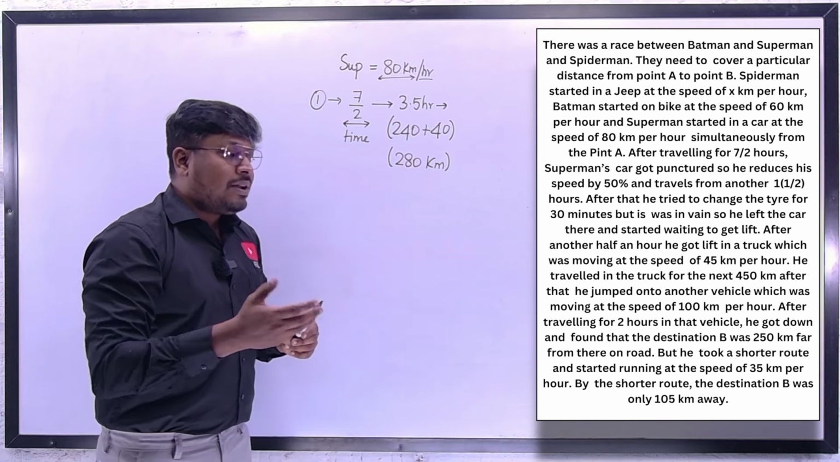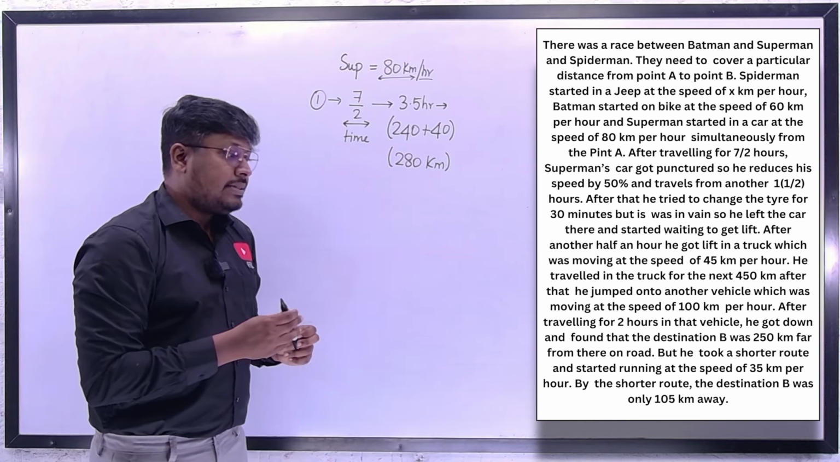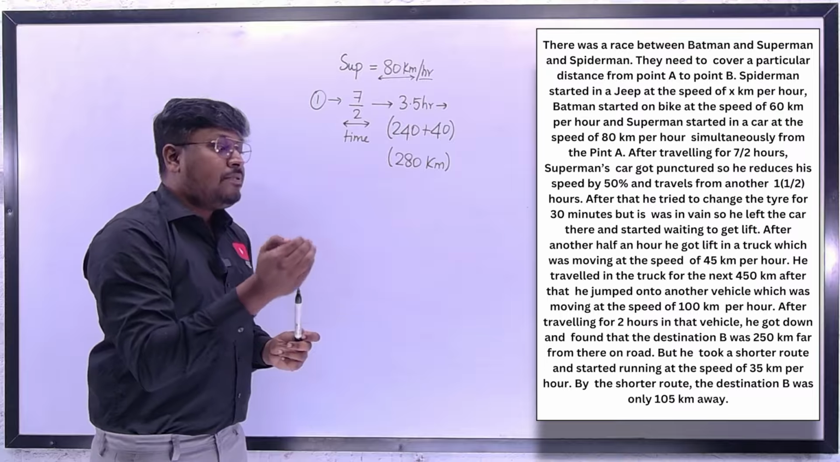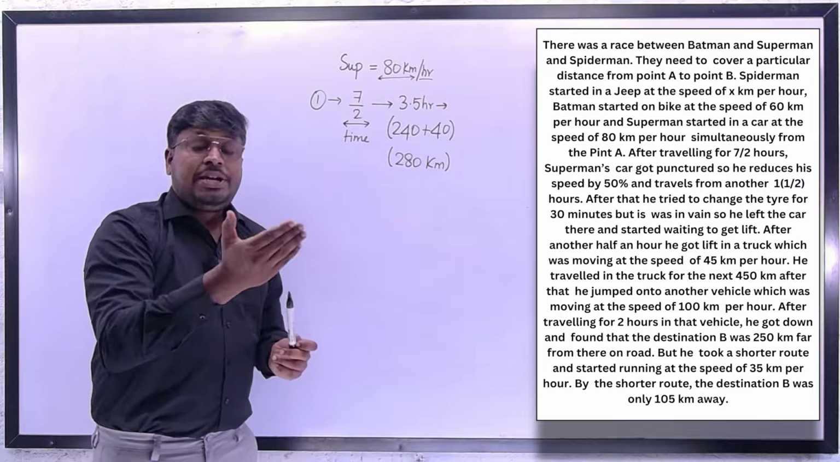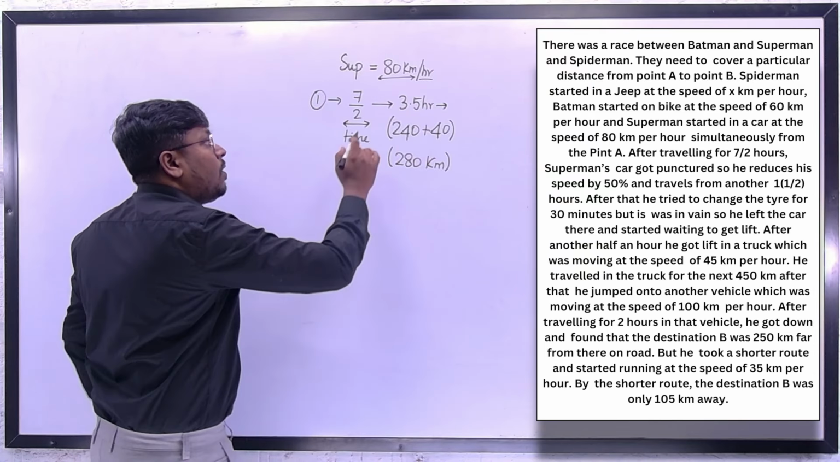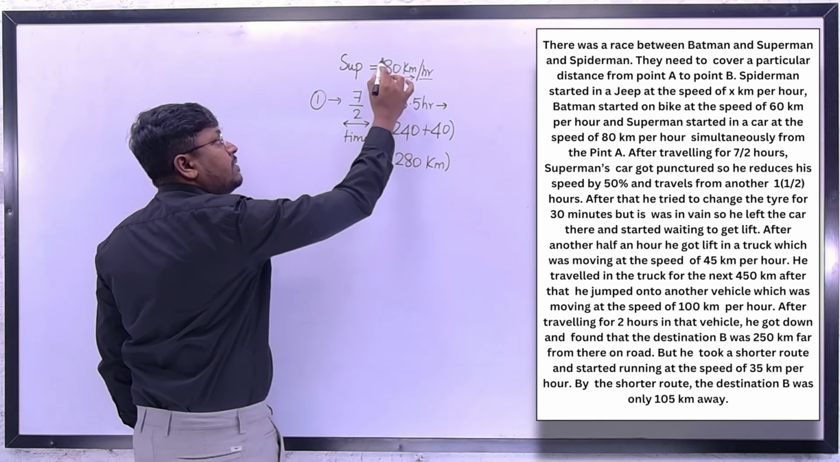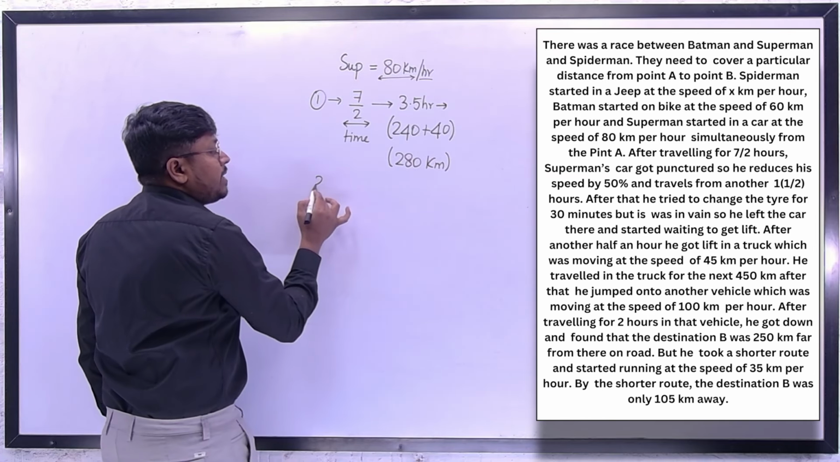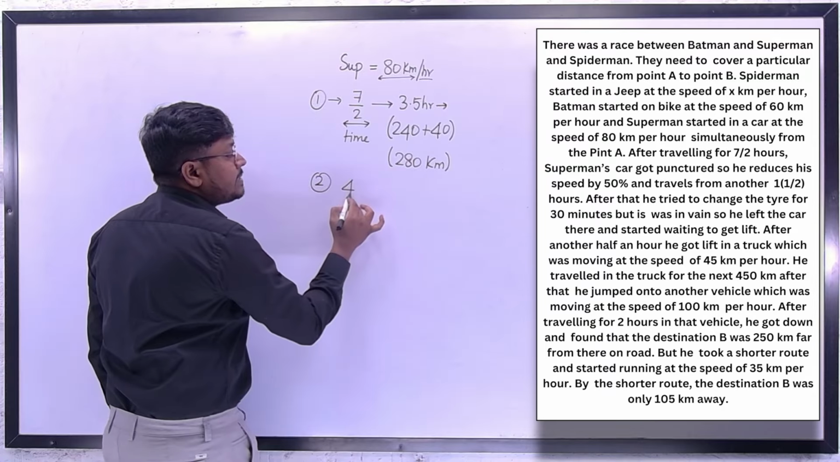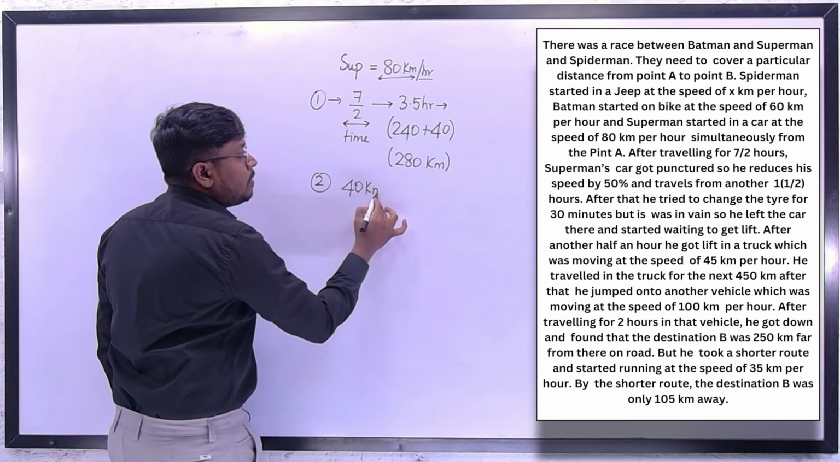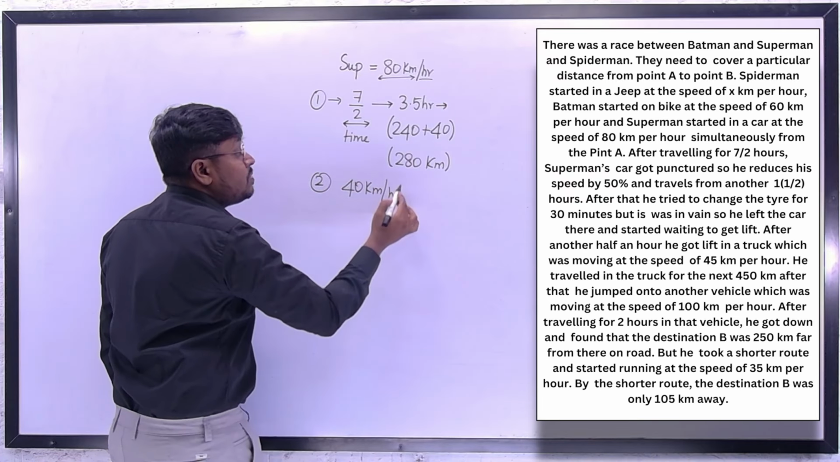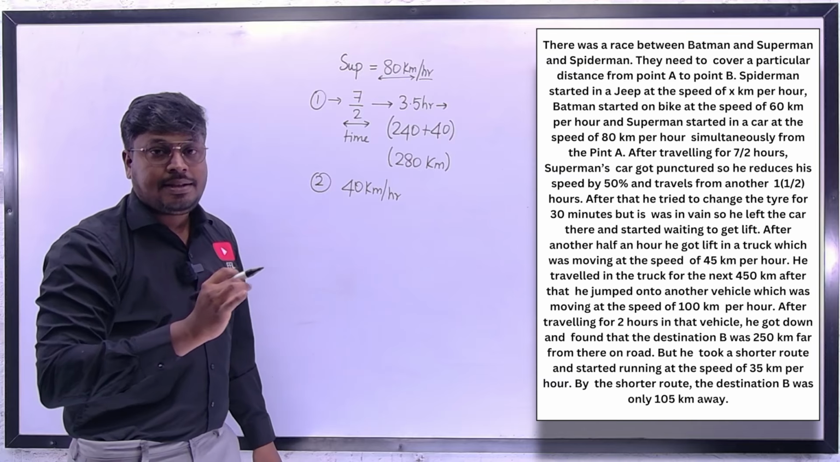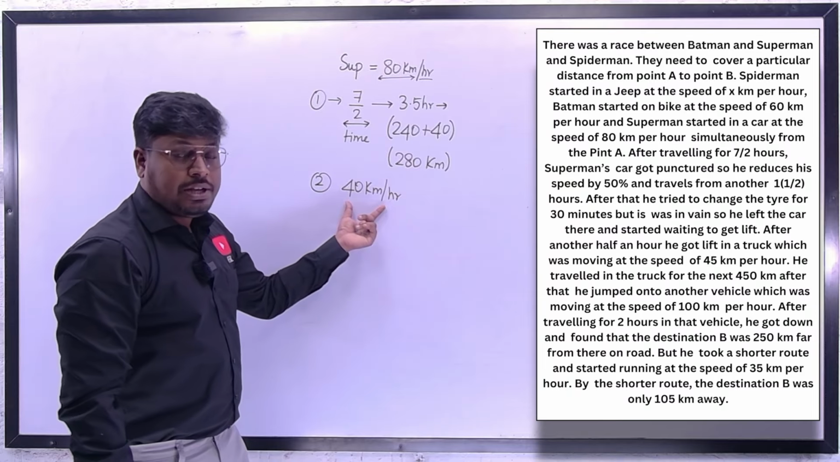After its tire got punctured, what they are saying is he reduced the speed by 50 percent. Now we already know that he is traveling at a speed of 80 kilometers per hour. So because of the puncture, the person's speed will now be 40 kilometers per hour, because he reduced the speed by 50 percent, that is half of the speed.